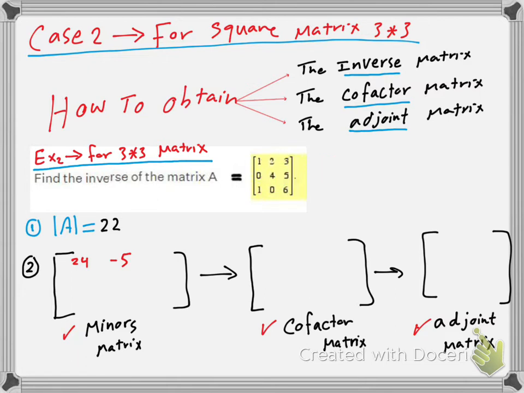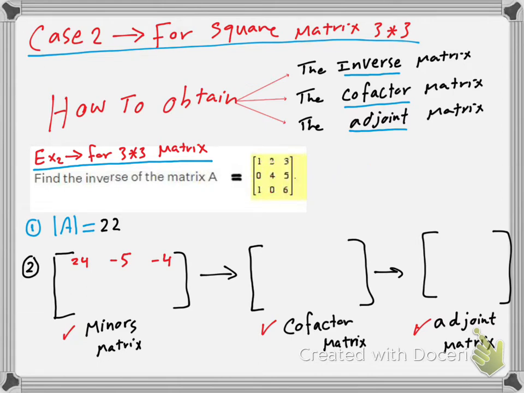To compute the minor of number 3, I remove the row and the column of number 3, and then make cross multiplication: 0 multiplied by 0 is 0, and 4 multiplied by 1 is 4. Then 0 minus 4 becomes negative 4. In the place of 3, I will put negative 4. Now we have completed the first row.